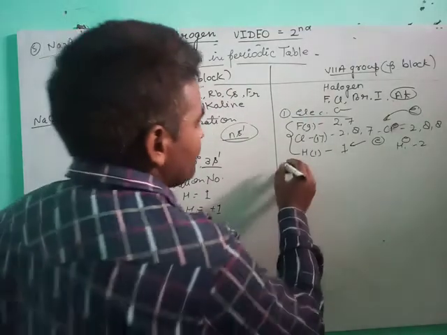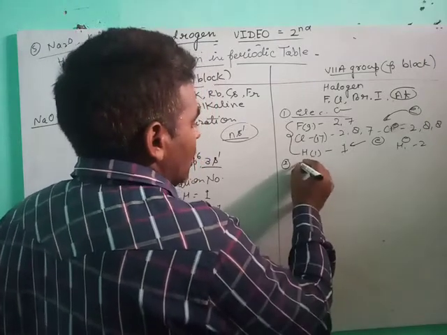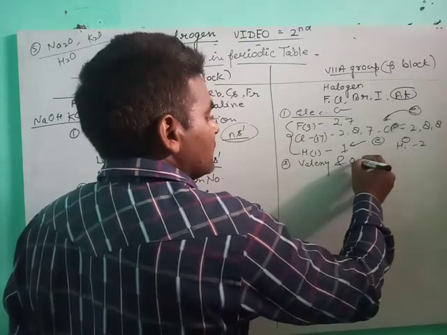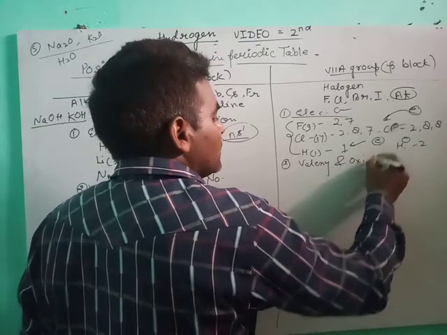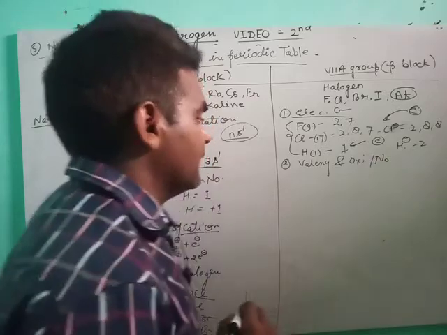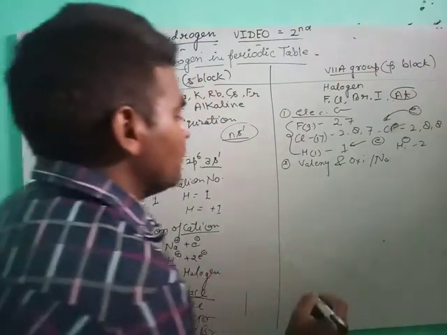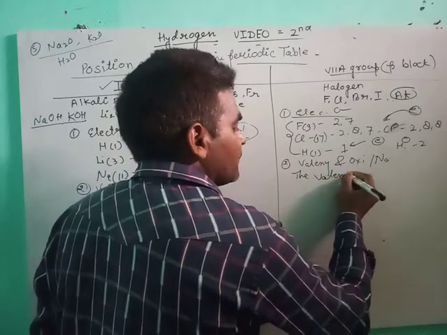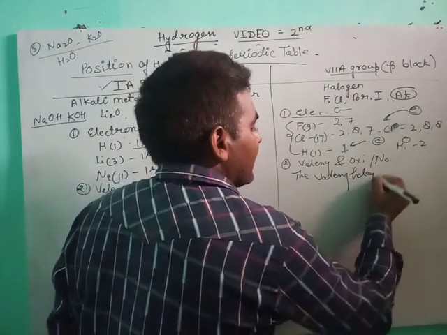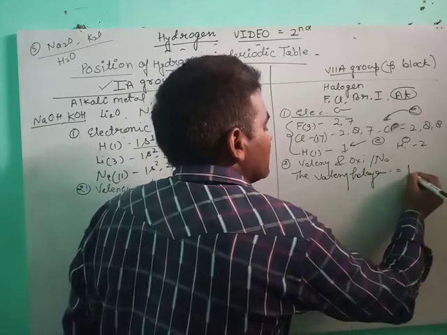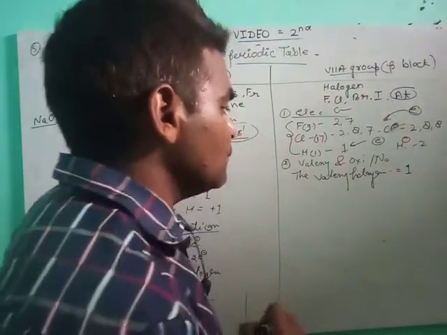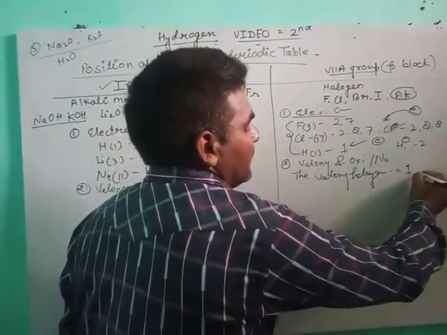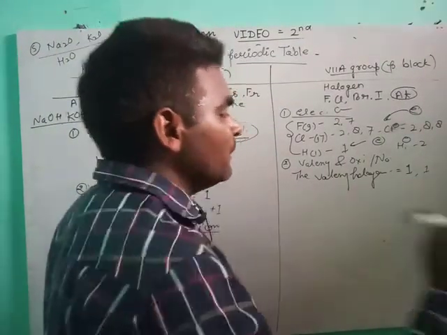And the second is valency and oxidation number. The valency of hydrogen is 1. The valency of halogen is 1, so both elements have 1 valency.